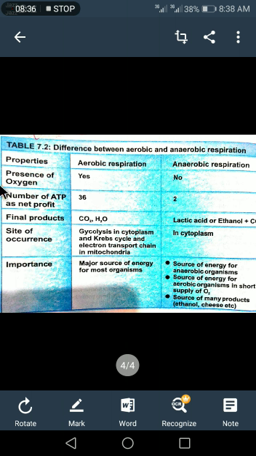Try to understand it and remember these differences clearly. If you have any difficulty, you can ask questions.